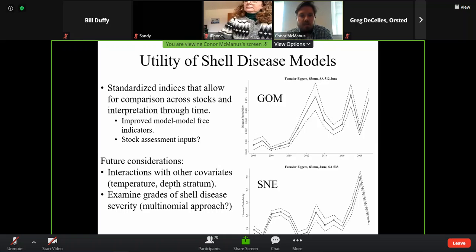So ideally, we would like to use some of this information as updated inputs for Model 3 indicators, but there are some things that we'd like to look at further in terms of the model structure for how we want to model shell disease. Do we want to look at presence absence, or model individual classifications, such as light, moderate, or severe, as well as some of the other covariates? Temperature is obviously an environmental driver, but other ones such as depth and stratum would better integrate the sampling design of the surveys.